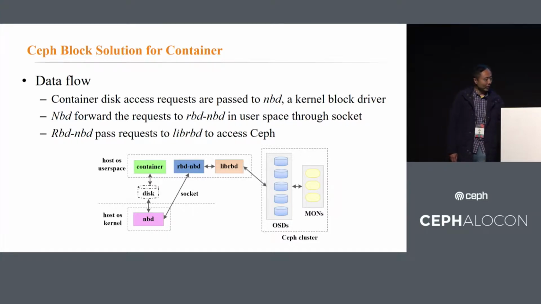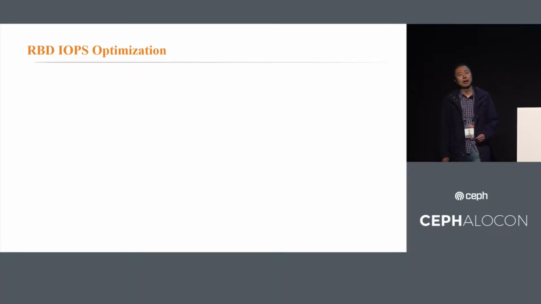In fact, there is another Ceph block solution we didn't mention here, which is to use the RBD kernel driver. In that way, librbd will not be used, so our talk will not cover that situation. Next, I will first introduce our first work, the RBD IOPS optimization.